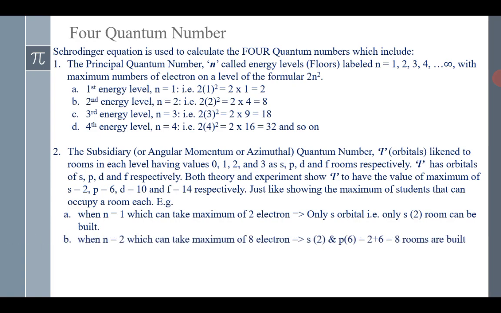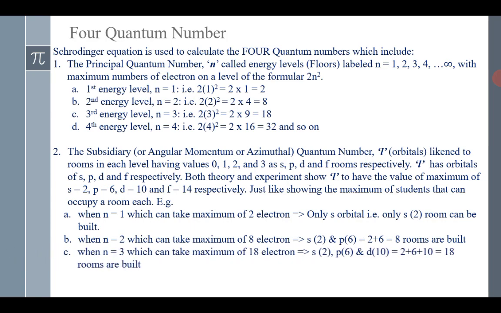Whereas when n is equal to 2, it can take a maximum of 8. So it means that we can have the s orbital, we can also have the p orbital. That is 2 plus 6 will give us 8. So we don't have more than s and p orbitals on energy level 2. The energy level 3 that can take a maximum of 18, we can have the s orbital to take 2, the p orbital will take 6, and the d orbital will take 10, summing up to 18. So we can have s, p and d there only.